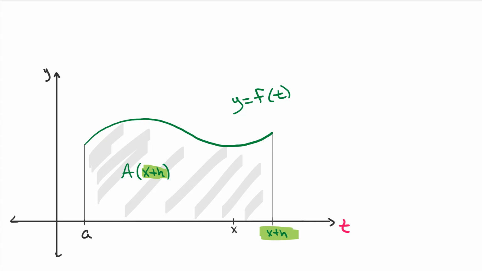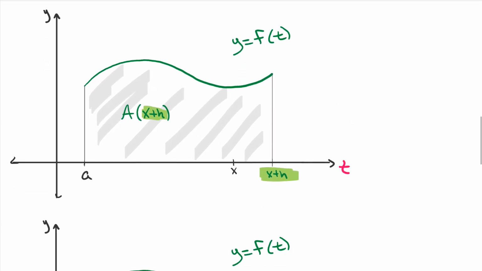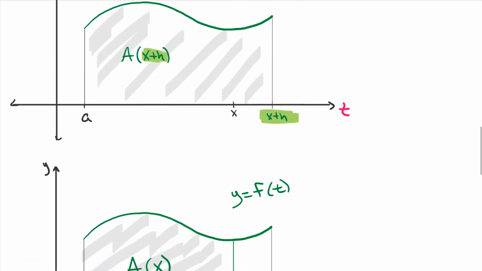I'm not going to write it in the integral. We'll just keep going. So there's the game. Since we went from a up to x plus h, we call it the area of x plus h. And again, t is that dummy variable. So let's see this next one.